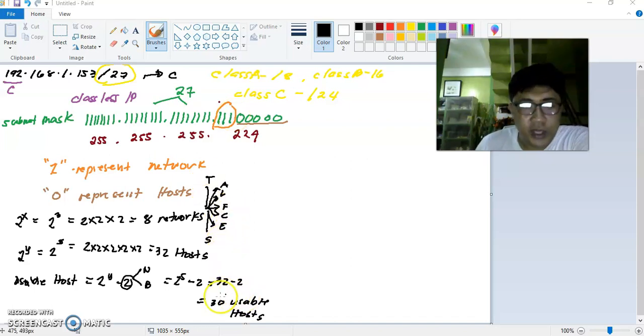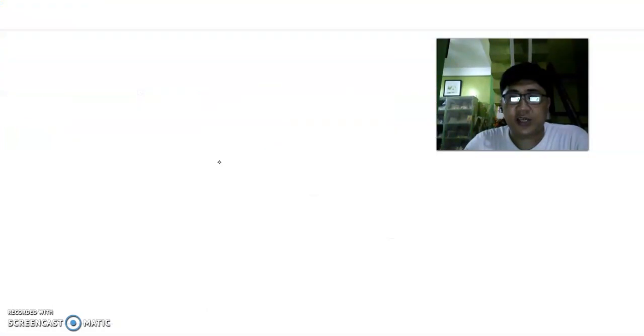Okay. So, meaning, if you use this /27 Class C, therefore, in each of your networks you only have 30 devices, either computers, printers, or cell phones, that could be connected here with a specific IP address. Okay? So, that is the meaning of this one. Now, the question, let us check.